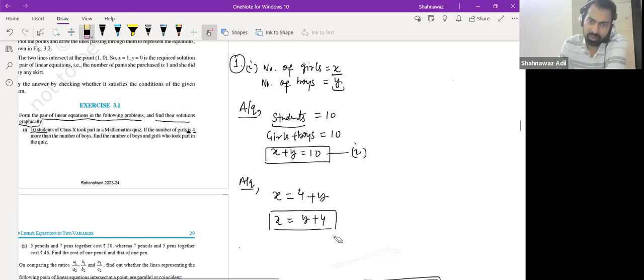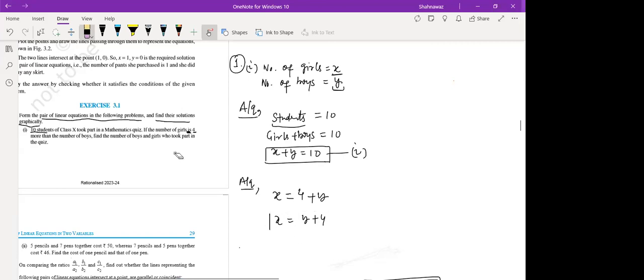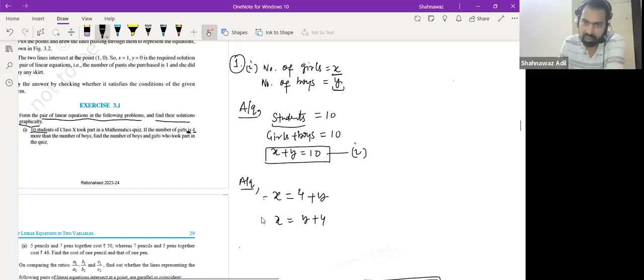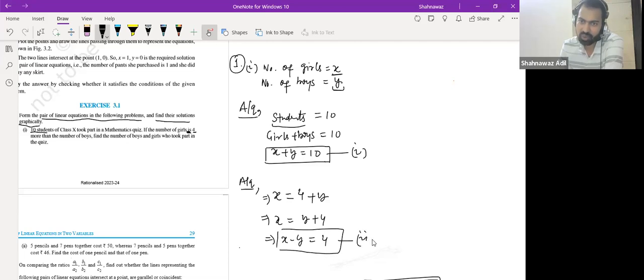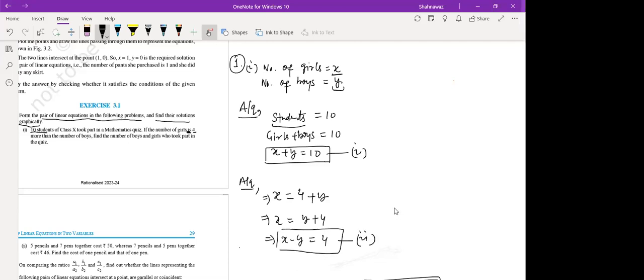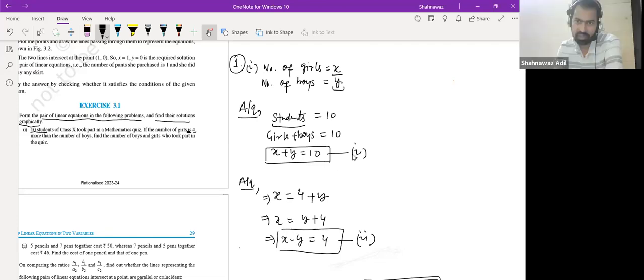Let us bring Y to the left hand side. So this would be X minus Y equals 4. So we have this equation and this equation. Two equations we have. Understood? This is the first and this is the second. Now we have found the pair of linear equations. The next thing that we have to do is find their solutions graphically, so we have to solve these equations graphically.